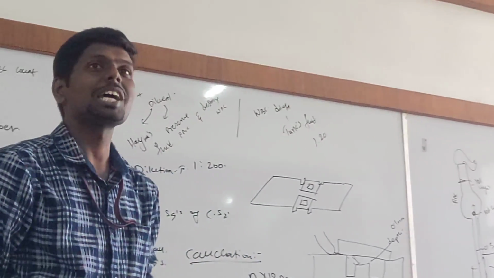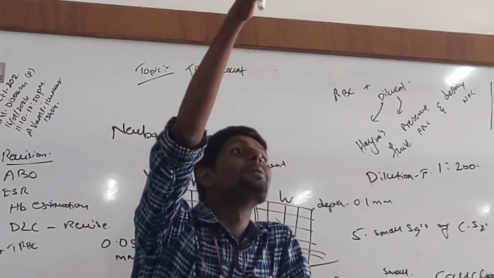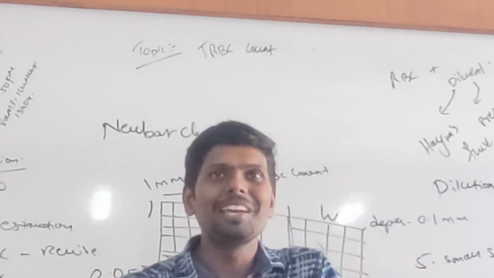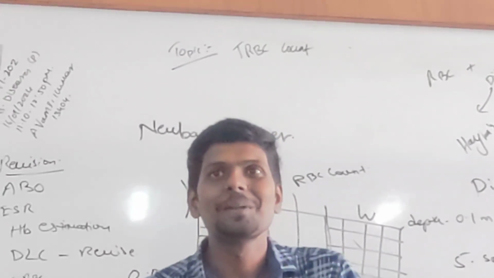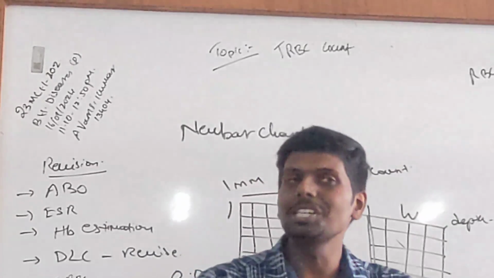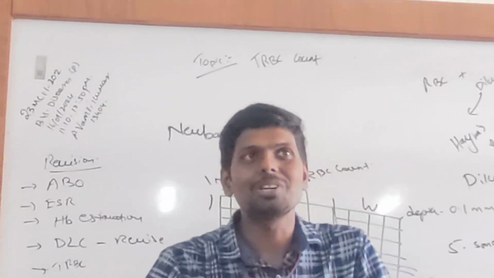So you don't know. Shall I say the answer? Someone say the answer. Polycythemia. Yes. Increased RBC count is called polycythemia. Decreased RBC count is called anemia. Anemia, that's it. There is no other word.